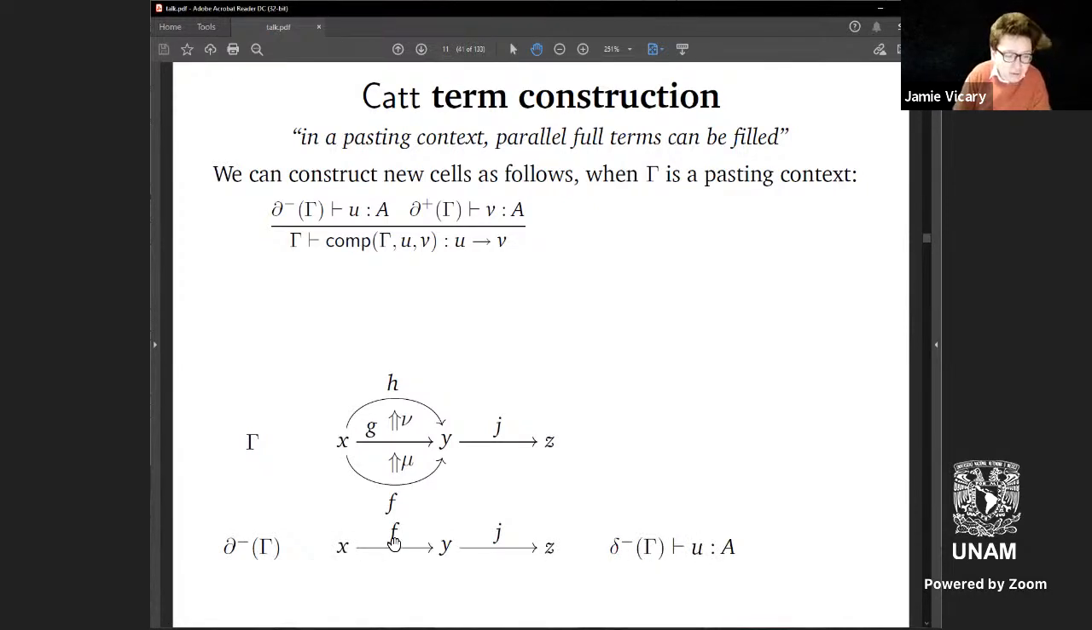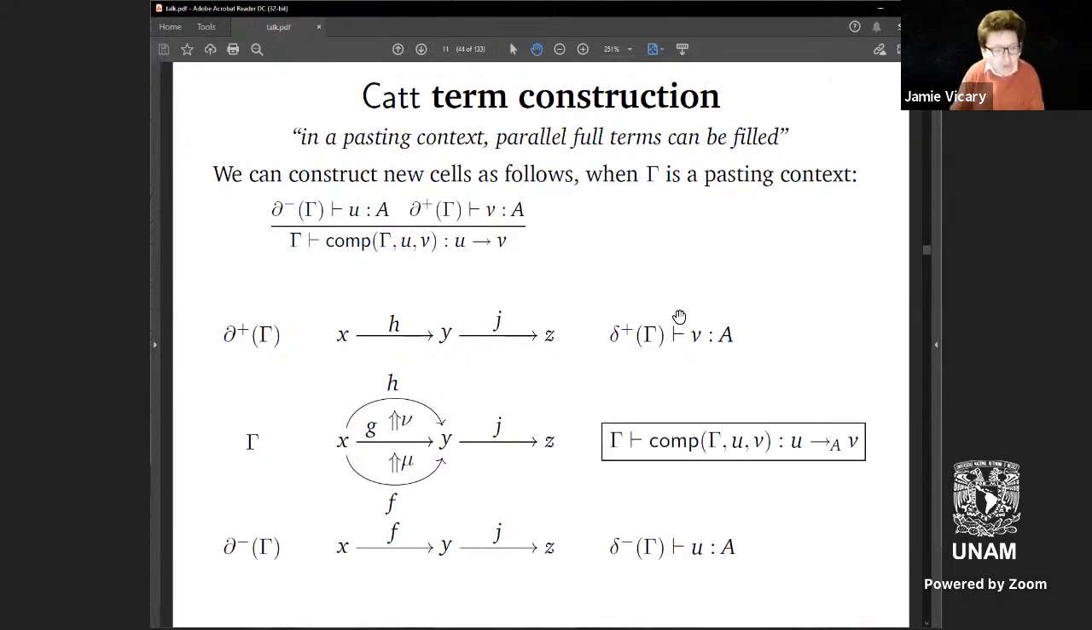Suppose we've got some term U living over here. So it could be F composed with J, or F composed with J composed with the identity on Z, or maybe the identity on X composed with F, composed with the identity on Y, composed with J, anything that lives here. And suppose we've got something similar over the target boundary, delta plus gamma, which we call V. Then we can apply this rule, and we're just given, as if by magic, a new two-morphism, which is called the composite of this context gamma, of all these things, with respect to U and V.